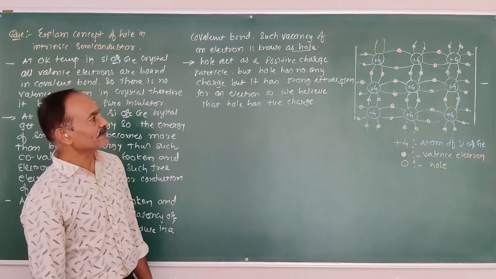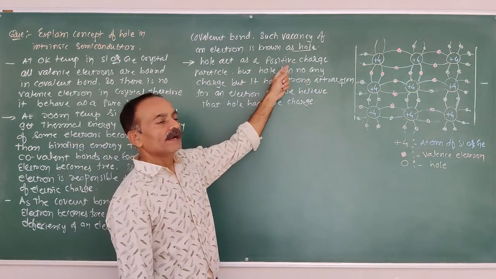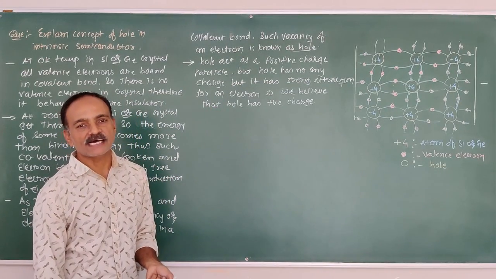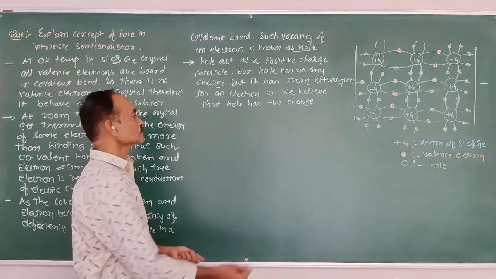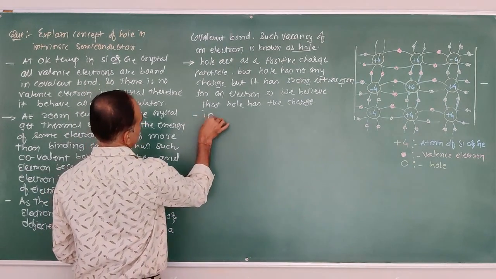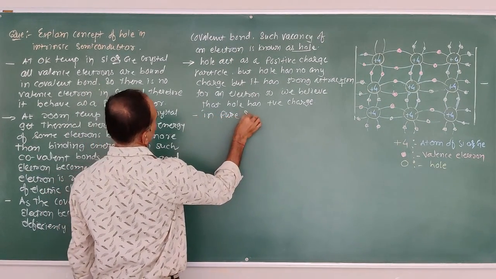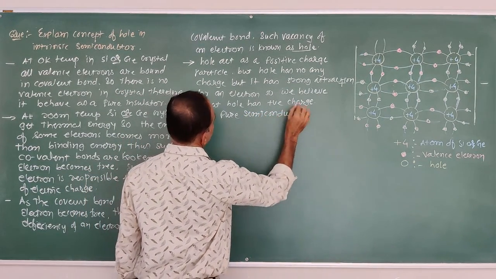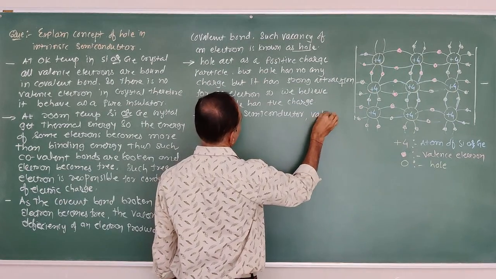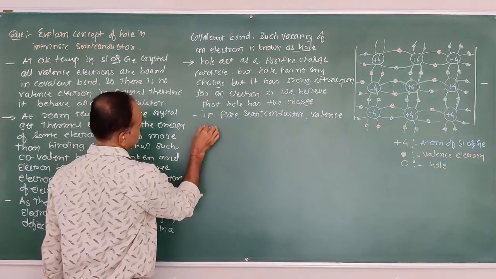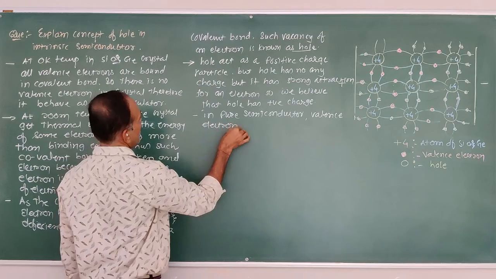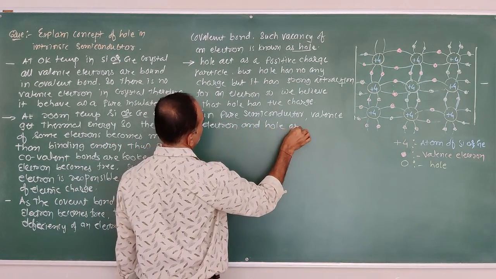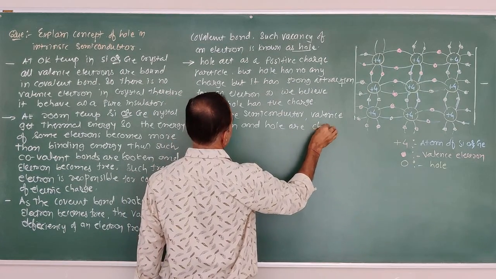Right? In a pure semiconductor, the free electron or valence electron and the hole are the charge carriers. In pure semiconductor, valence electrons and holes are charge carriers.